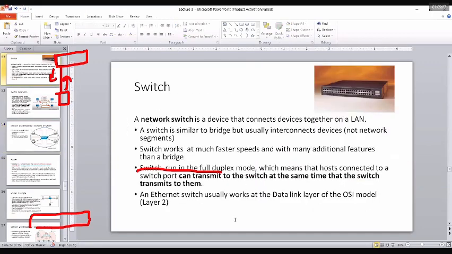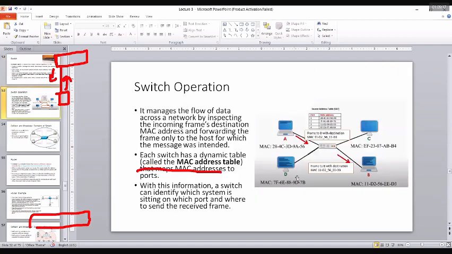Right, so if the switch has the full duplex mode, then this can also be done without an issue, right? Right, now let's look at how a switch operates.